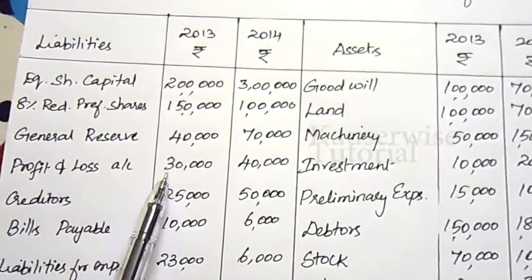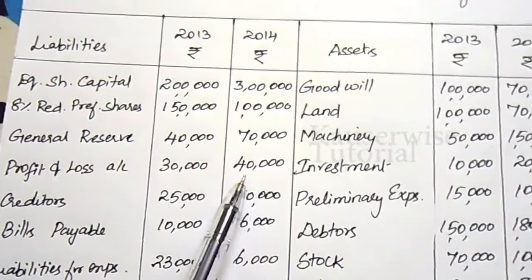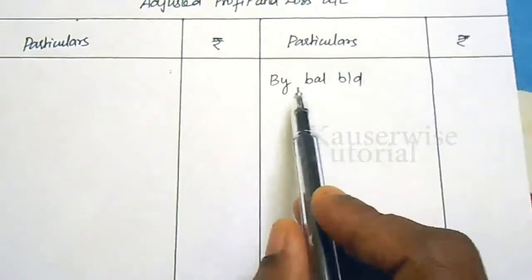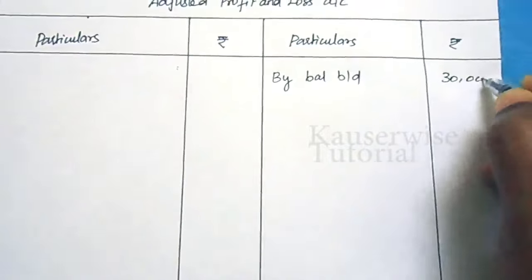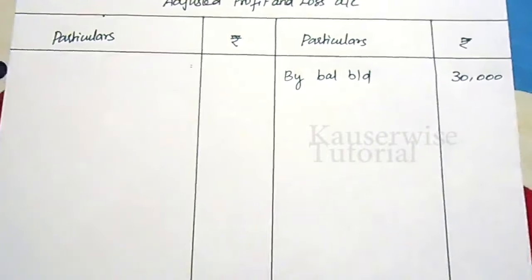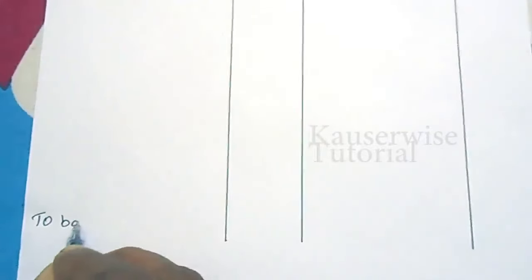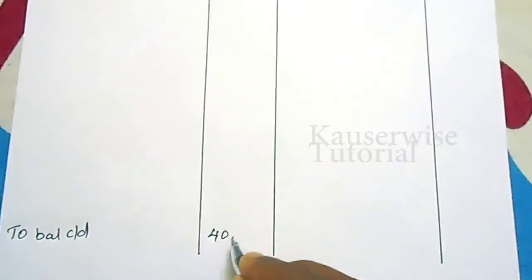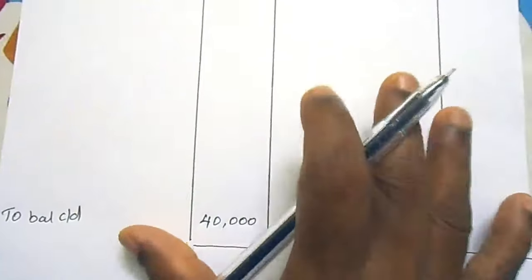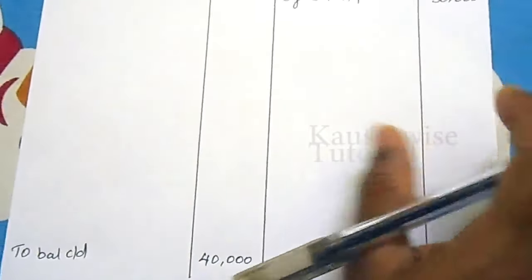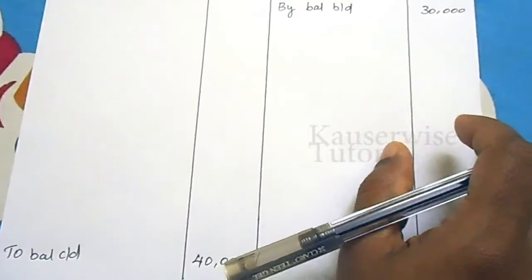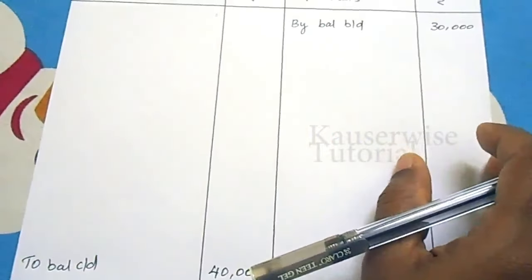So opening balance 30,000, closing balance 40,000. So credit side, by balance brought down. Opening balance how much? 30,000. Closing balance on the opposite side, to balance carry down 40,000. In the adjusted profit and loss account, you will be getting the fund from operation. So after finding the fund from operation, then you can prepare the cash from operation.